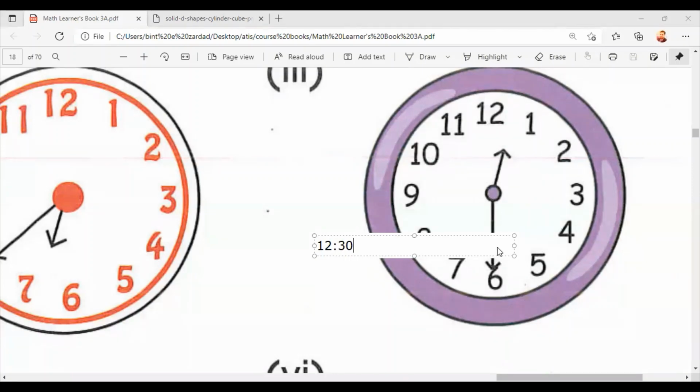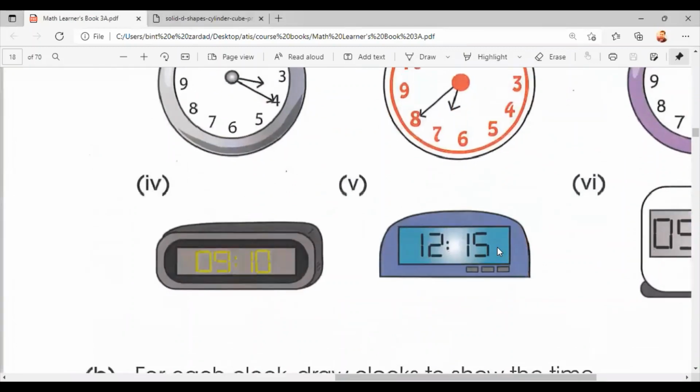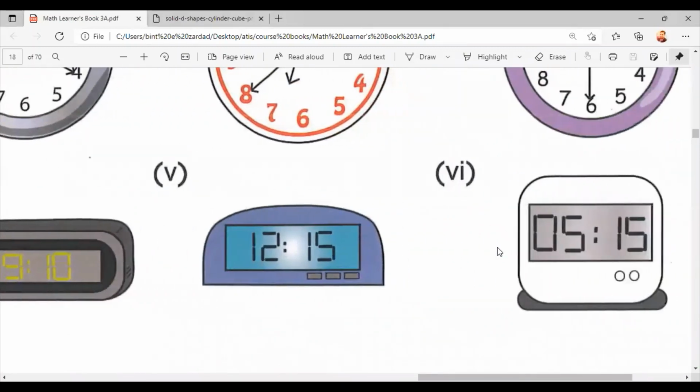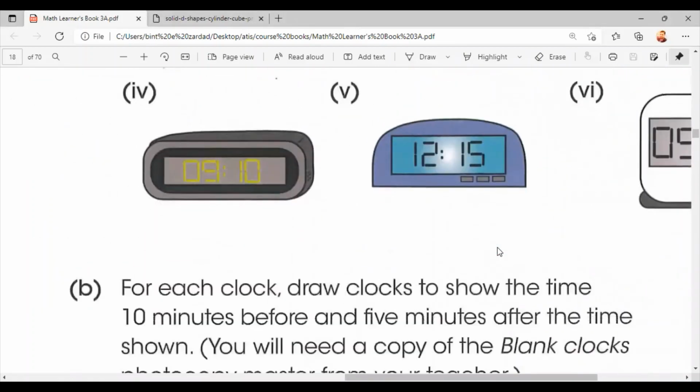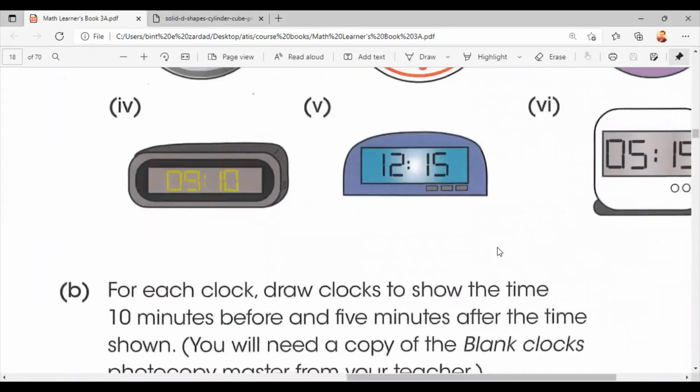What about the other parts? It's already written 9, 10, 12, 5, and 15. After this, for each clock, draw a clock to show the time 10 minutes before, and 5 minutes after.